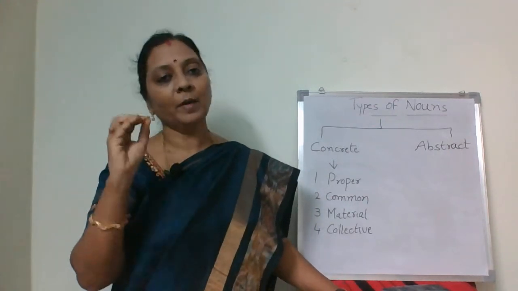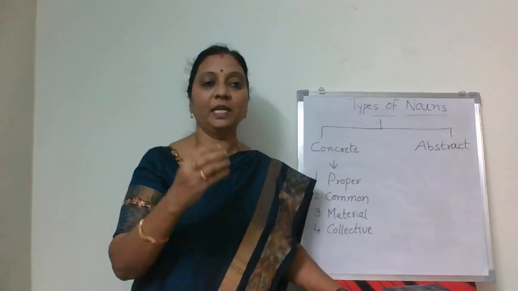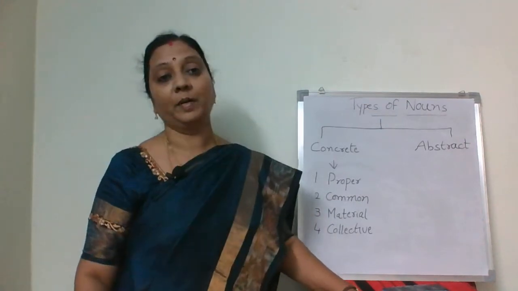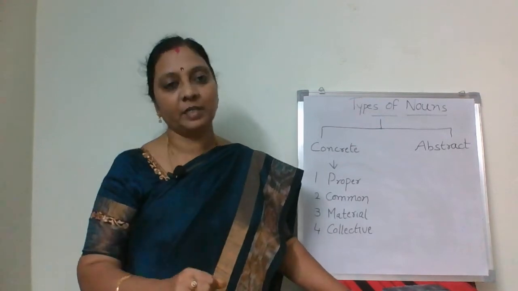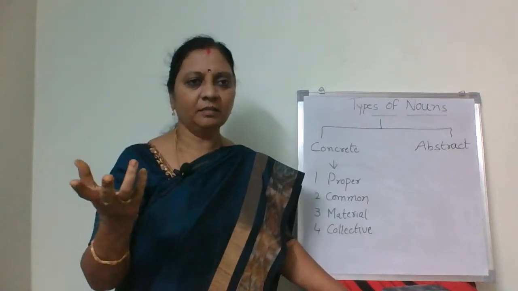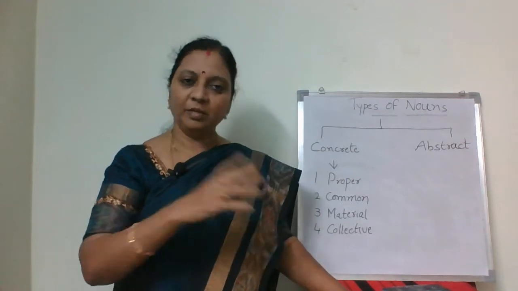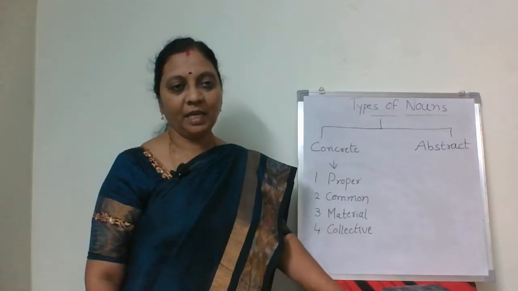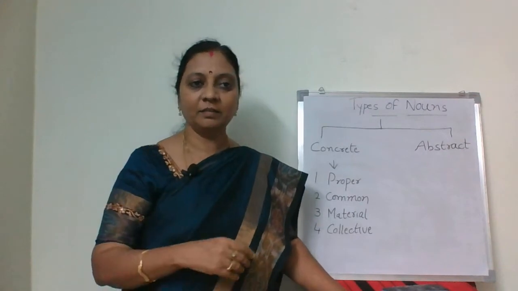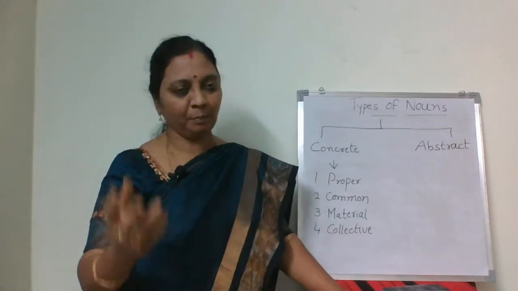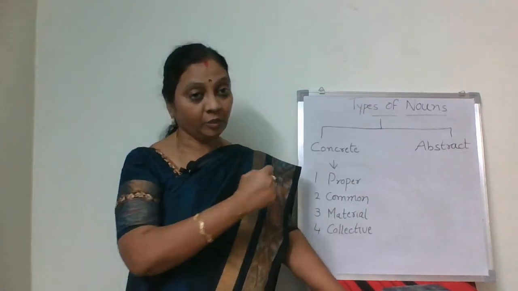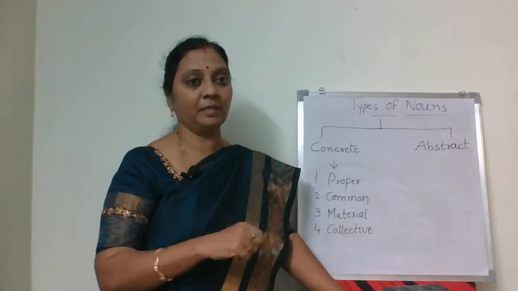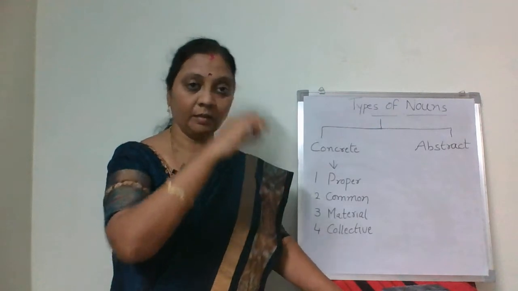First one, proper nouns. By name itself, names of particular person, place, or things are the proper nouns. Names of persons: Sachin, Dhoni, Sindhu, Amitabh, any name you can take. Names of places: India, Hyderabad, Delhi, Mumbai, Charminar, Golconda. Proper nouns always start with capital letter, compulsory.